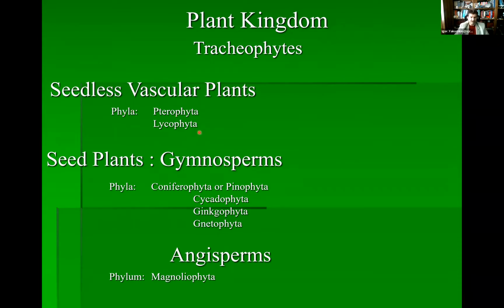So that's basically it. We'll talk a little bit more about that, and today's lab will be about this particular group, seedless vascular plants. As soon as we start seeing the vascular system arriving in the plant kingdom, we start seeing that they increase in size.